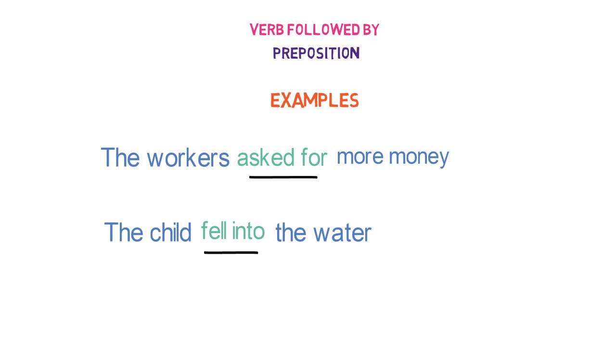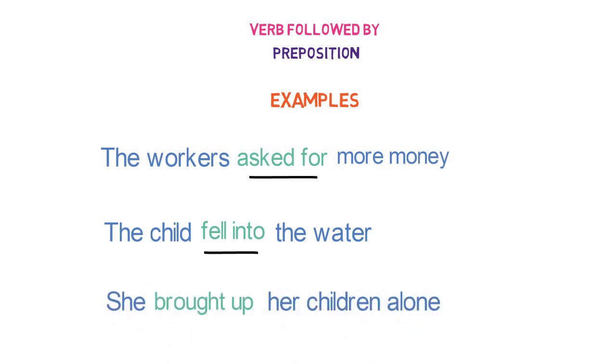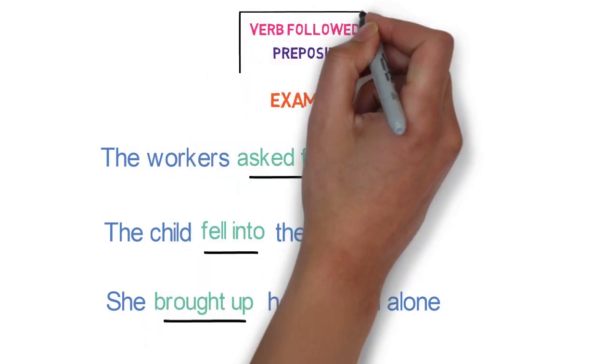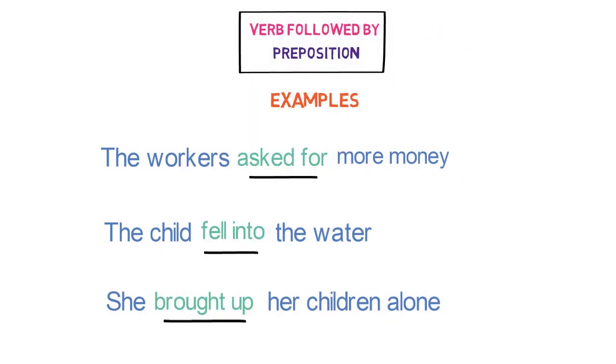Let's look into the last example of a phrasal verb containing a preposition. She brought up her children alone. Here, brought is the verb and up is the preposition. And the whole group of words brought up is a phrasal verb containing a preposition. All these are the examples of phrasal verbs having prepositions.